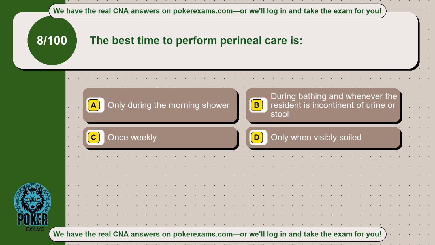Question 8. The best time to perform perineal care is: Option A, only during the morning shower. Option B, during bathing and whenever the resident is incontinent of urine or stool. Option C, once weekly. Option D, only when visibly soiled.